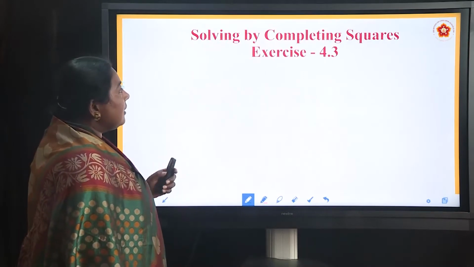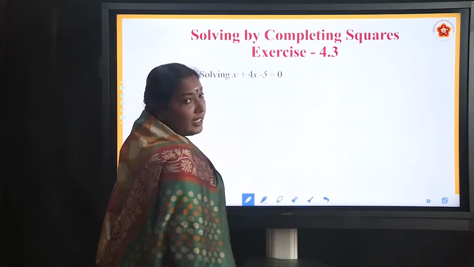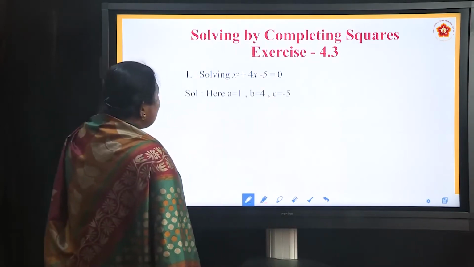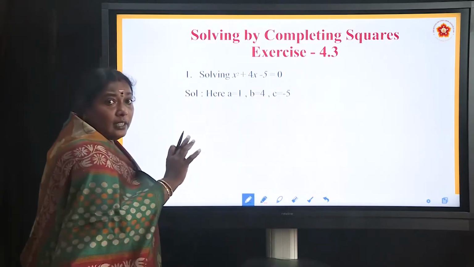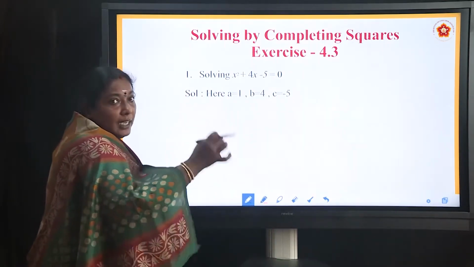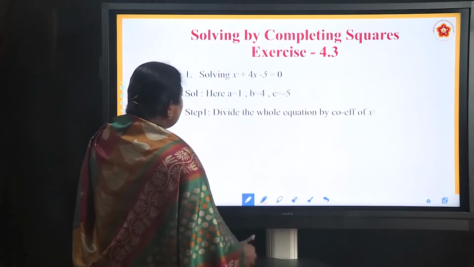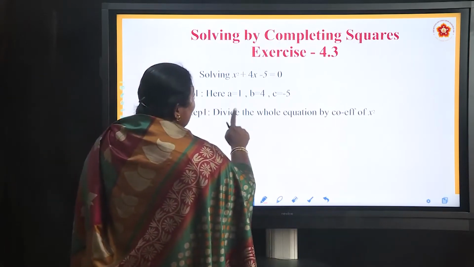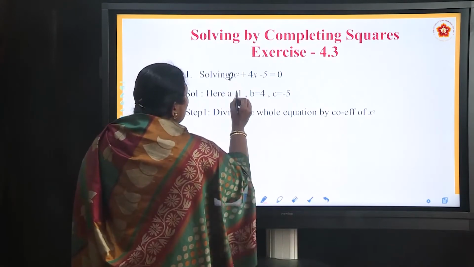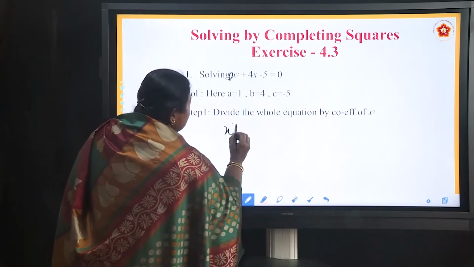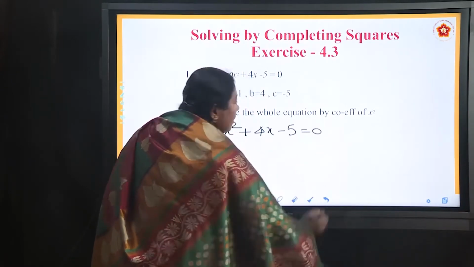So let us do one sum. Here x square plus 4x minus 5 equal to 0. The first step is to write what a, b and c are, because all our procedure is based on a, b and c only. So let us write what a, b and c are. The next step, first step, divide the whole equation by the coefficient of x square. What is the coefficient of x square here? 1. So the given equation is x square plus 4x minus 5 equal to 0.